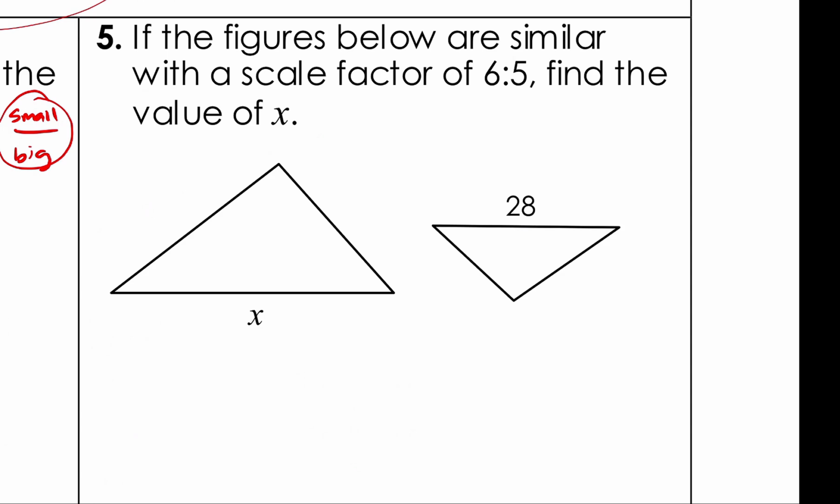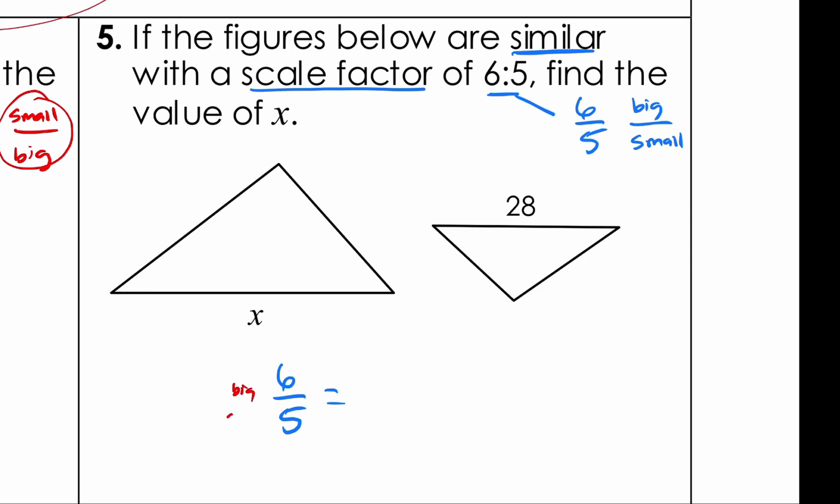So again, we have a scale factor. We have two figures that are similar, so they're telling you they're similar, and it has a scale factor of 6 to 5. So if you look at this, 6 to 5, that means 6 over 5. That means we have big to small. So we're starting with the big on the top, on the numerator, and then the small on the bottom, the denominator. So I have a 6 to 5 ratio. Remember, that's big on top, small on the bottom.